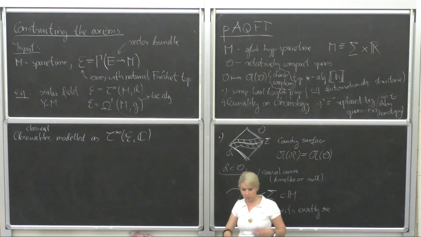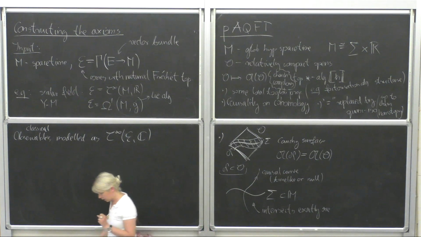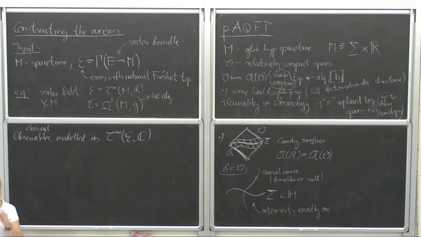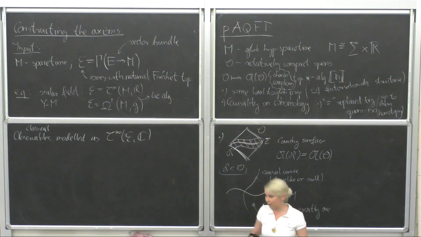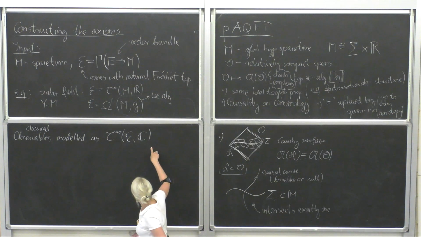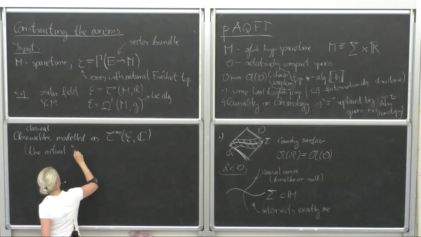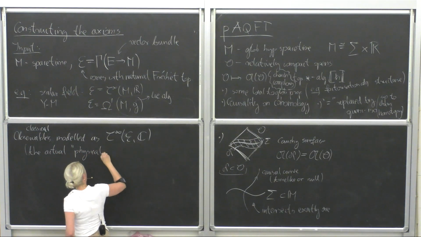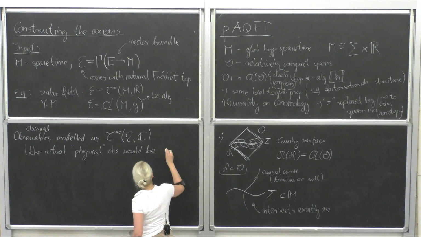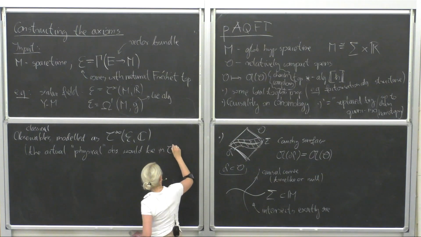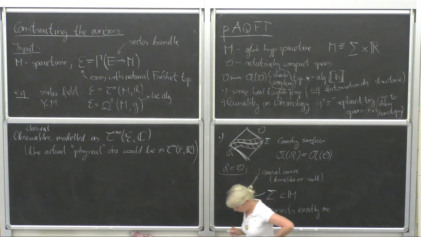And again, for future convenience, I'm going to make them valued in complex numbers. Things that you can actually observe would be self-adjoint with respect to the conjugation, so real valued. So the actual physical observables would be in this. But it's useful to leave us a bit more space for future convenience.